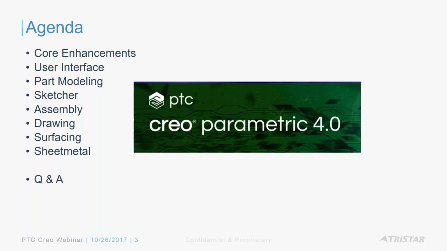From an agenda standpoint, I just wanted to try my best to cover as many topics as possible. The core areas are mainly the user interface, part modeling, sketcher, assembly, drawing, surfacing, and sheet metal. And if time permits, we can even talk about a few additional things like additive manufacturing, as well as Pro Welding, some of the enhancements that were done in a variety of areas in Creo 4.0. And towards the end, we will have a Q&A session. If you have any questions, feel free to start typing in the question area. Currently, all of you are muted, but towards the end, I'll try my best to answer as many questions as I can.